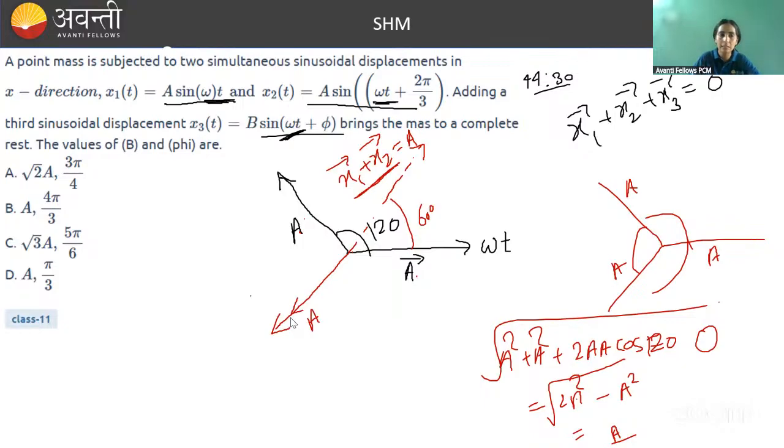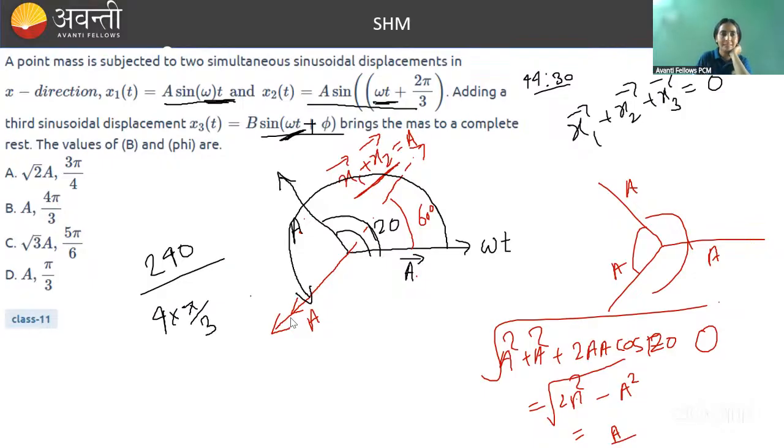And how much angle it will make? Angle measurement you will do in which direction? We have to add with omega t. If you have to add, then you will go in the anti-clockwise direction. So how much is this angle? Up to this is 120 and this is 120, so 240. And 240 meaning how much? 4 into pi by 3. That is 16 to 4, right? So correct answer should be what? Batao. Which option you feel? Correct option should be D, right?